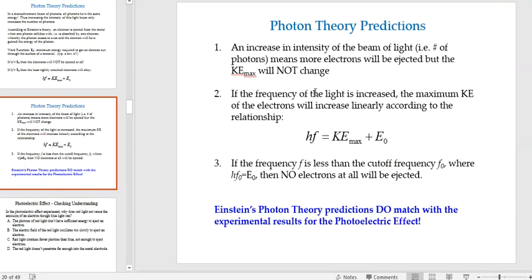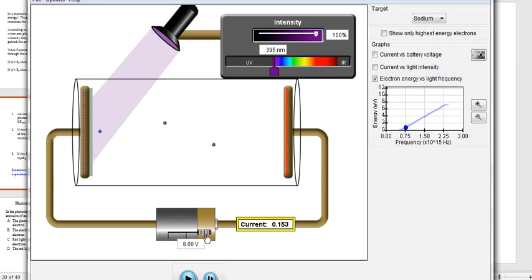Second part: if the frequency of the light is increased, then the maximum kinetic energy will increase. Here I'll show you that again. Actually, I'm going to change this battery back down to 0. We'll get to the battery in just a second. So here's kind of normal mode. You can see this is the speed of our electrons. If I change the intensity, here, you know what, I'm going to show you only the highest energy electrons for right now.